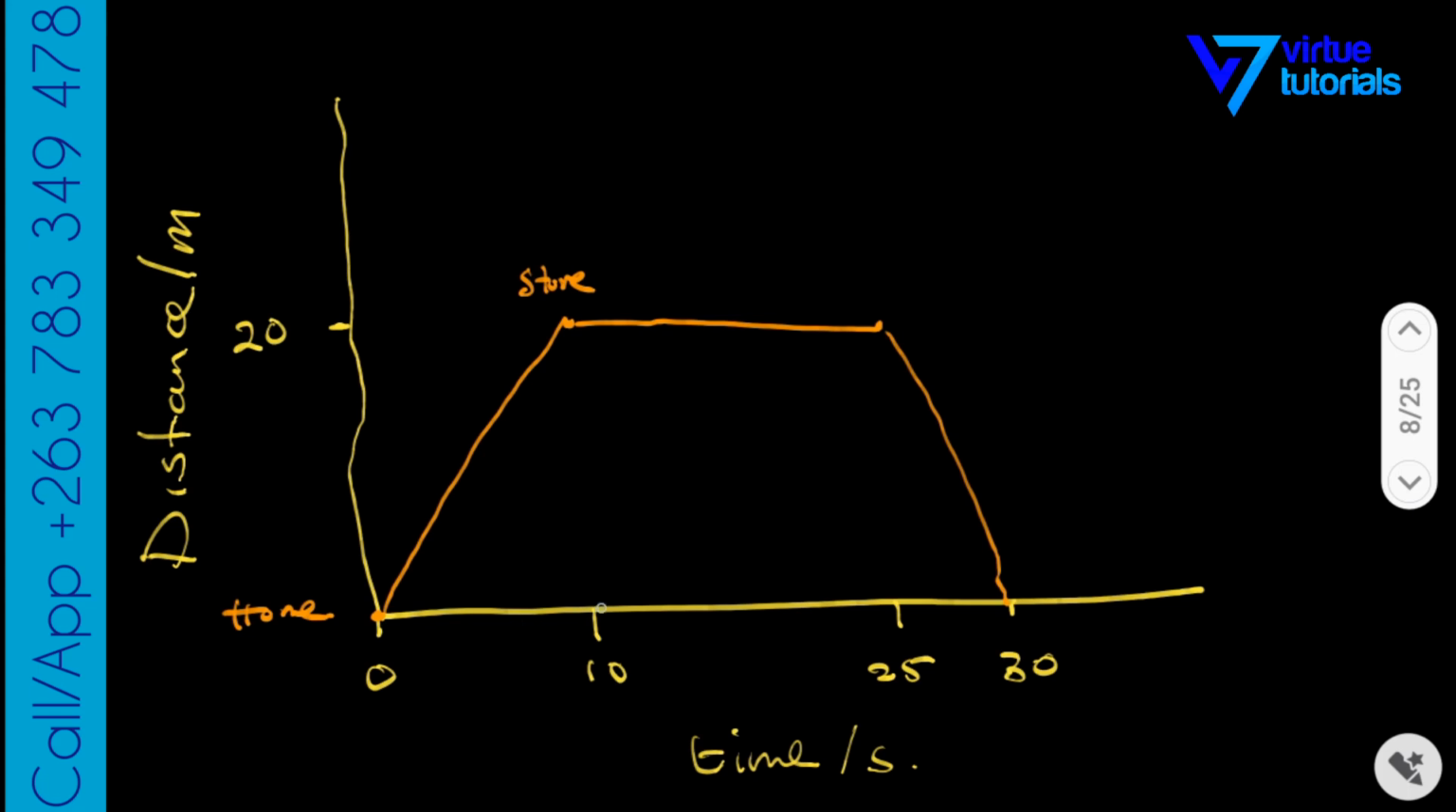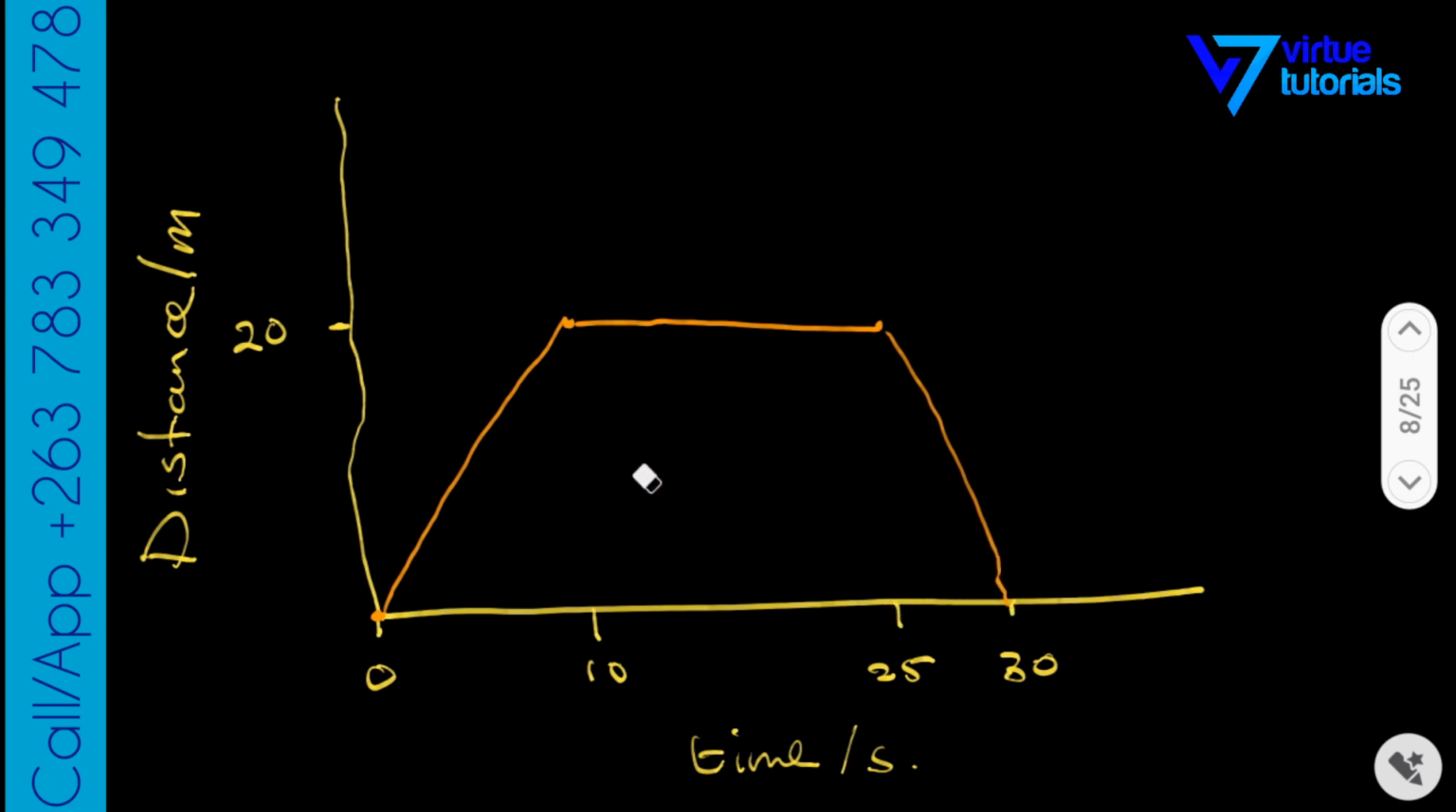In the first 10 seconds, the object moves 20 meters away from its original point, because the distance is given in meters and time is in seconds. Then it stays at 20 meters away for the next 15 seconds. In other words, from 10 to 25 seconds, the object stays at 20 meters away. And then it comes back in the next 5 seconds.